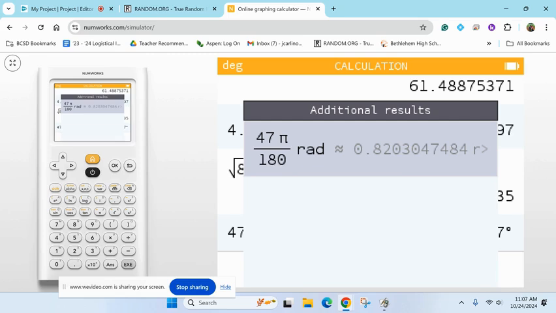Okay, so you just stay in degree mode tomorrow. Don't switch back and forth. You don't need to. You just got to remember to go to the 3 dots. Good question.